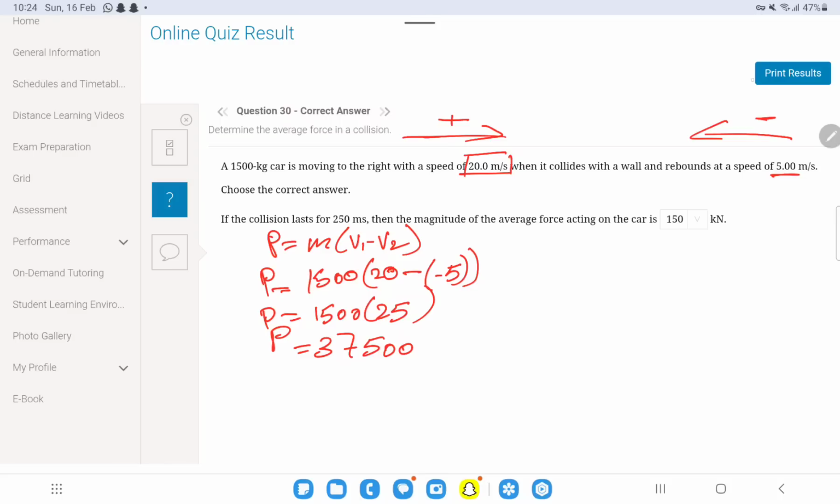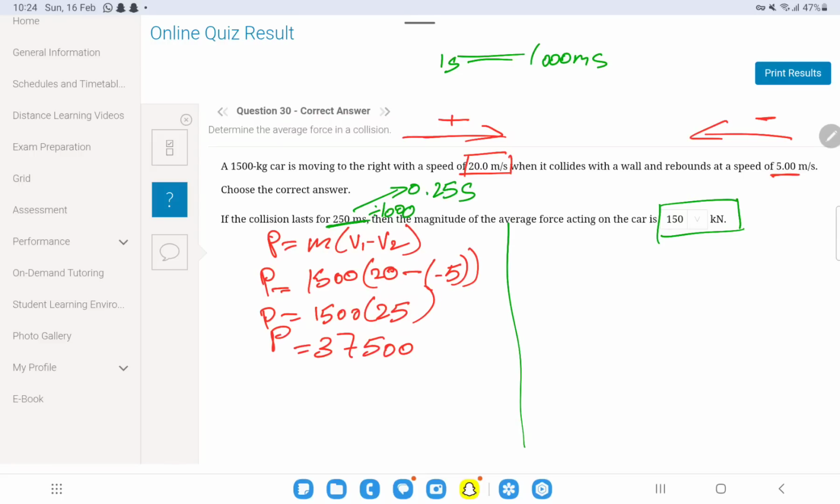Then we want to find the average force. So they gave us the time. 1 second is equal to 1000 milliseconds. So we divide this by 1000 to get the answer in seconds, so it's 0.25 seconds.